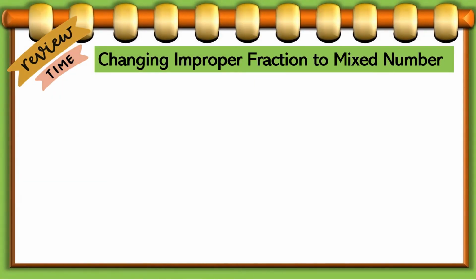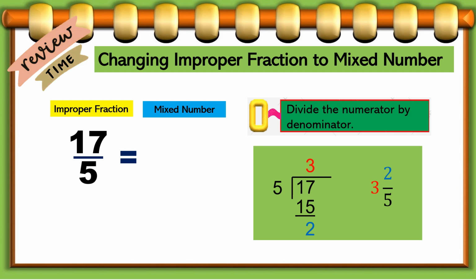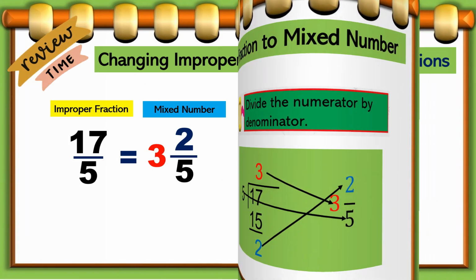Another review is changing improper fraction to mixed number. Example, 17/5. First, divide the numerator by the denominator. So we have 17 divided by 5 equals 3. 3 times 5, we have 15. 17 minus 15 equals 2. Now, the whole number is the quotient, the remainder is the numerator, and the divisor is the denominator. So the mixed form of 17/5 is 3 2/5.